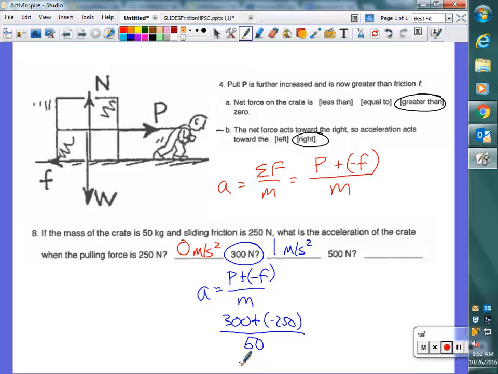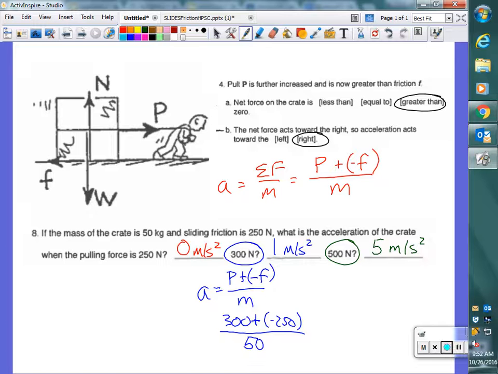Okay. Yeah. And then for this one, does it make sense that the acceleration is 5 meters per second? You see where that comes from? All right. Good? Okay.